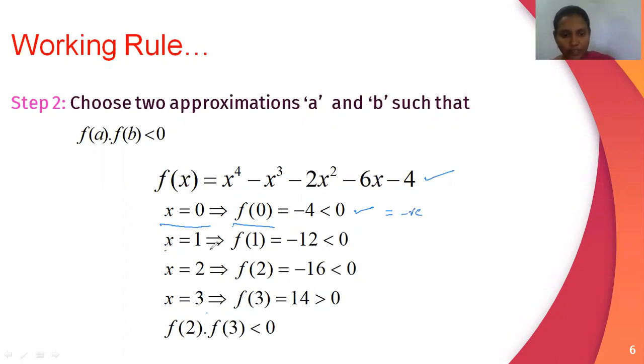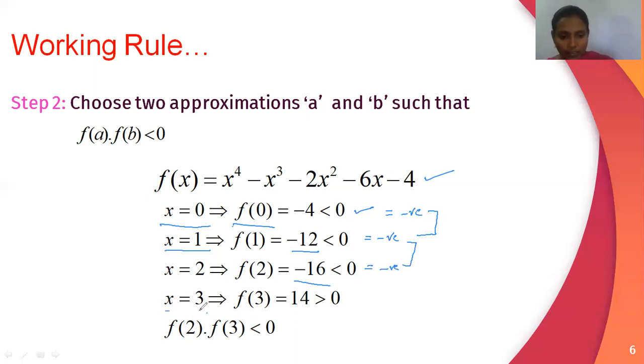If x is 1, what is f(1)? It is -12. This is also a negative value. So these two functional values have the same sign, which means the root does not lie between 0 and 1. So let us go to the next value. If x is 2, then what is the functional value? Negative. So this is also negative, which means the root does not lie between 1 and 2. Let us go to the next value.